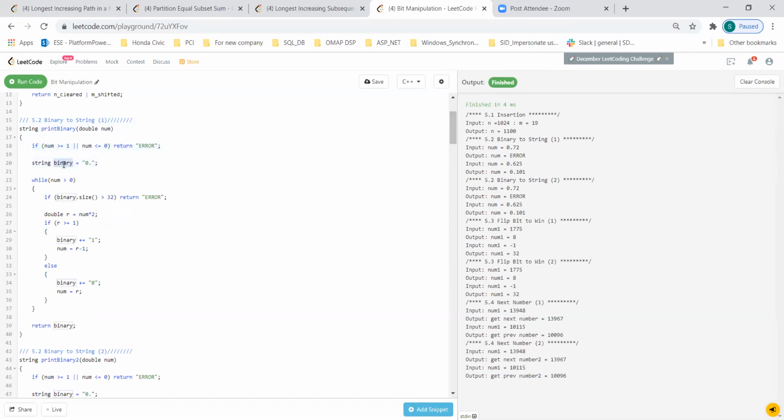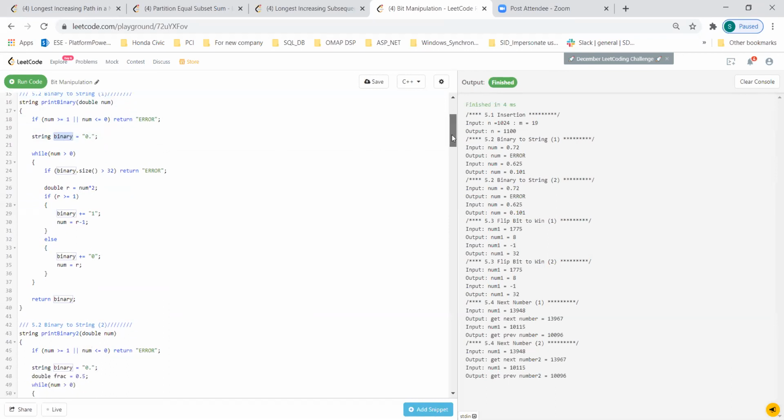To start with our binary result, we just initialize it with 0 point. Then in the while loop, we check if the binary size is greater than 32, because we don't want to run into an infinite loop. We are assuming a 32-bit representation, so if it goes beyond 32 we return an error, or else we start here and first multiply this number by 2.